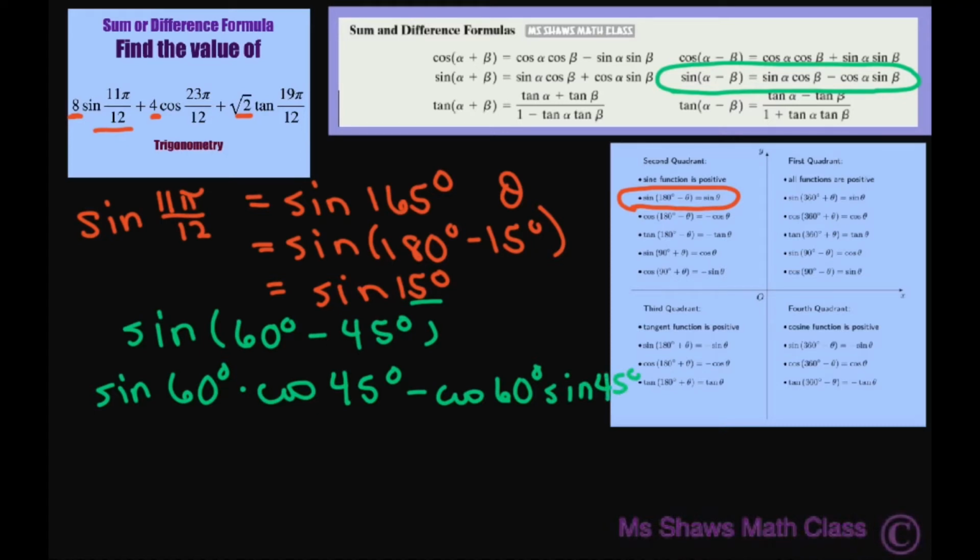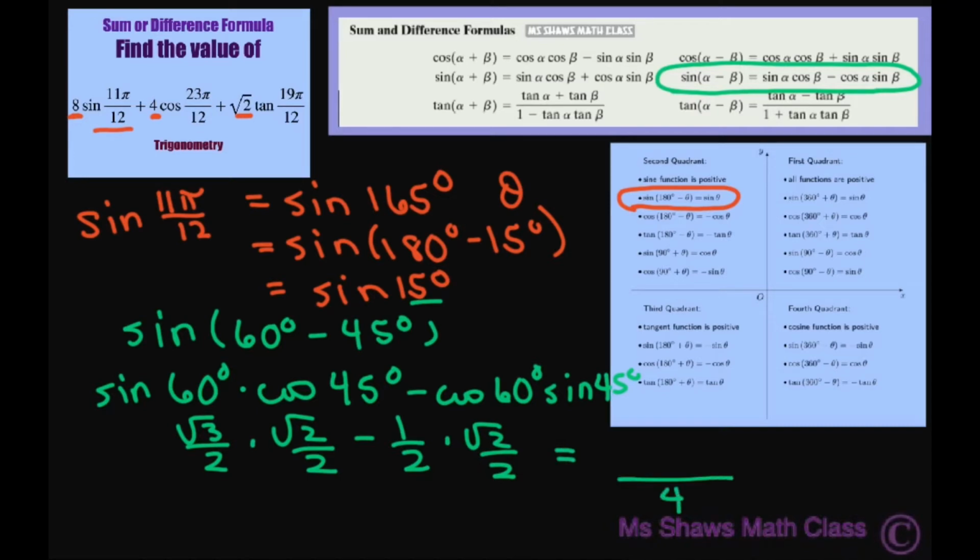So this is going to equal square root of 3 divided by 2 times square root of 2 divided by 2 minus 1 half times square root of 2 divided by 2. And this is all going to equal, common denominator is 4, so this all equals square root of 6 minus square root of 2, all over 4. So we're going to write this down and remember that one. The next one we're going to move on to is cosine. So let's do that one.